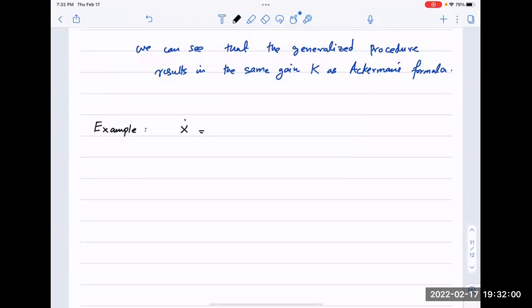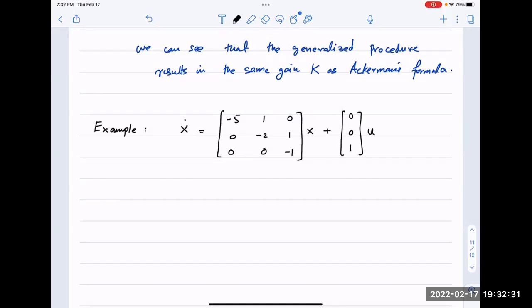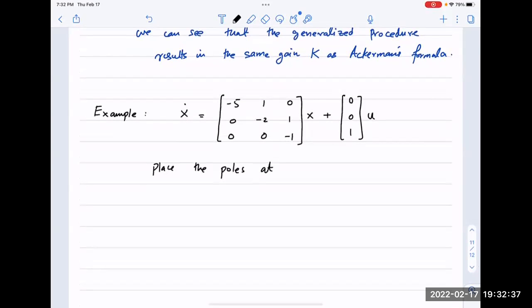So X dot, it's a larger system now: -5, 1, 0, 0, -2, 1, and a 0, 0, -1, times X, plus 0, 0, 1 times U, and the question is to place the poles at S equals -4 and -1 plus or minus 2J.